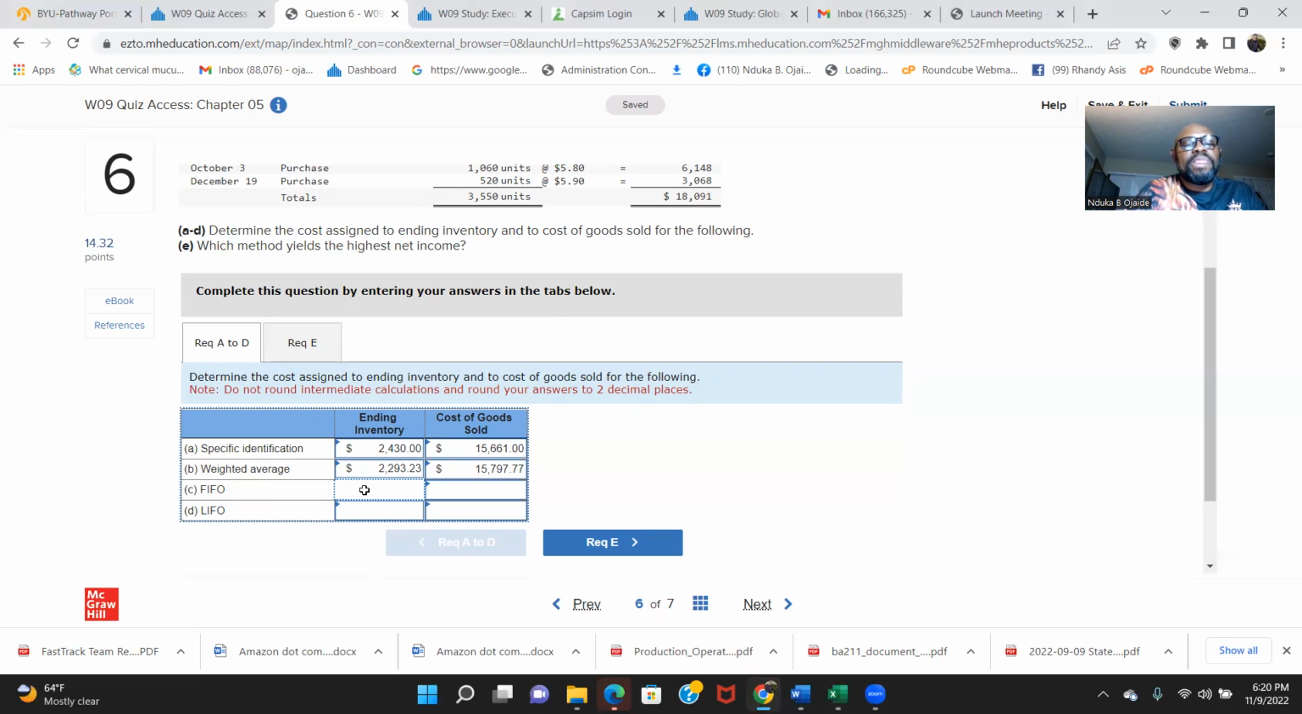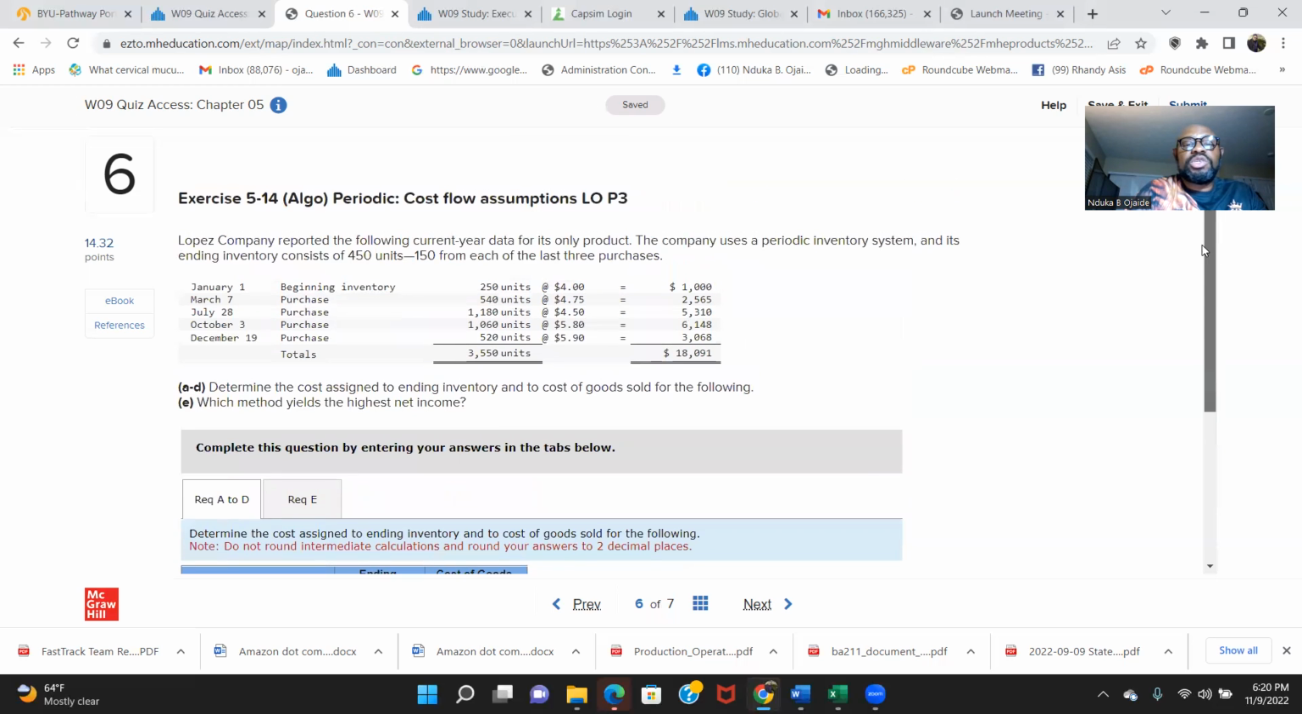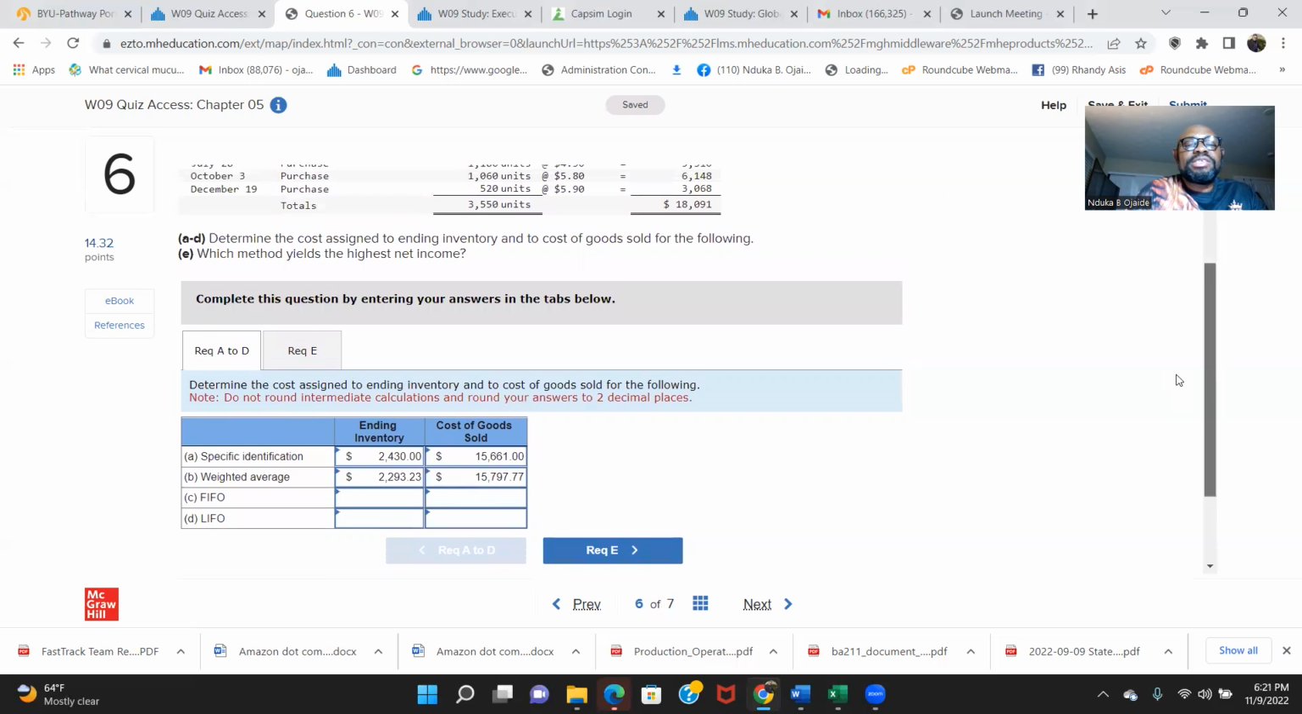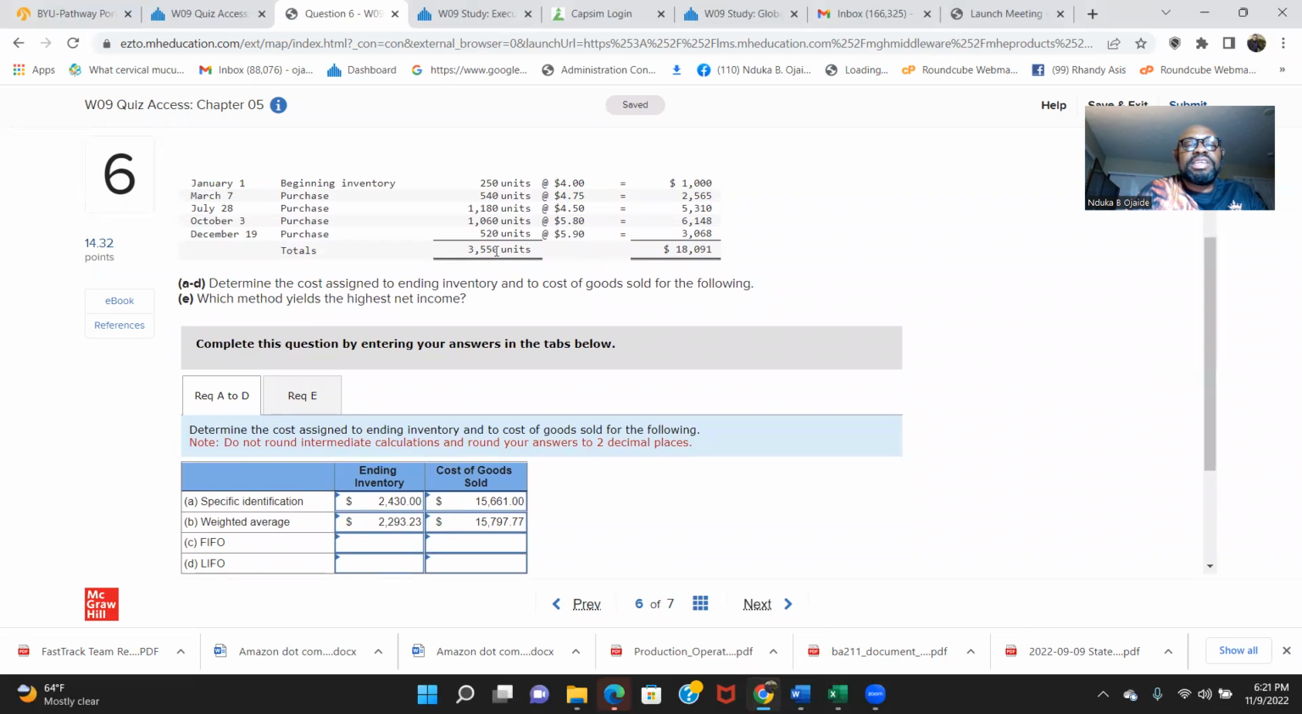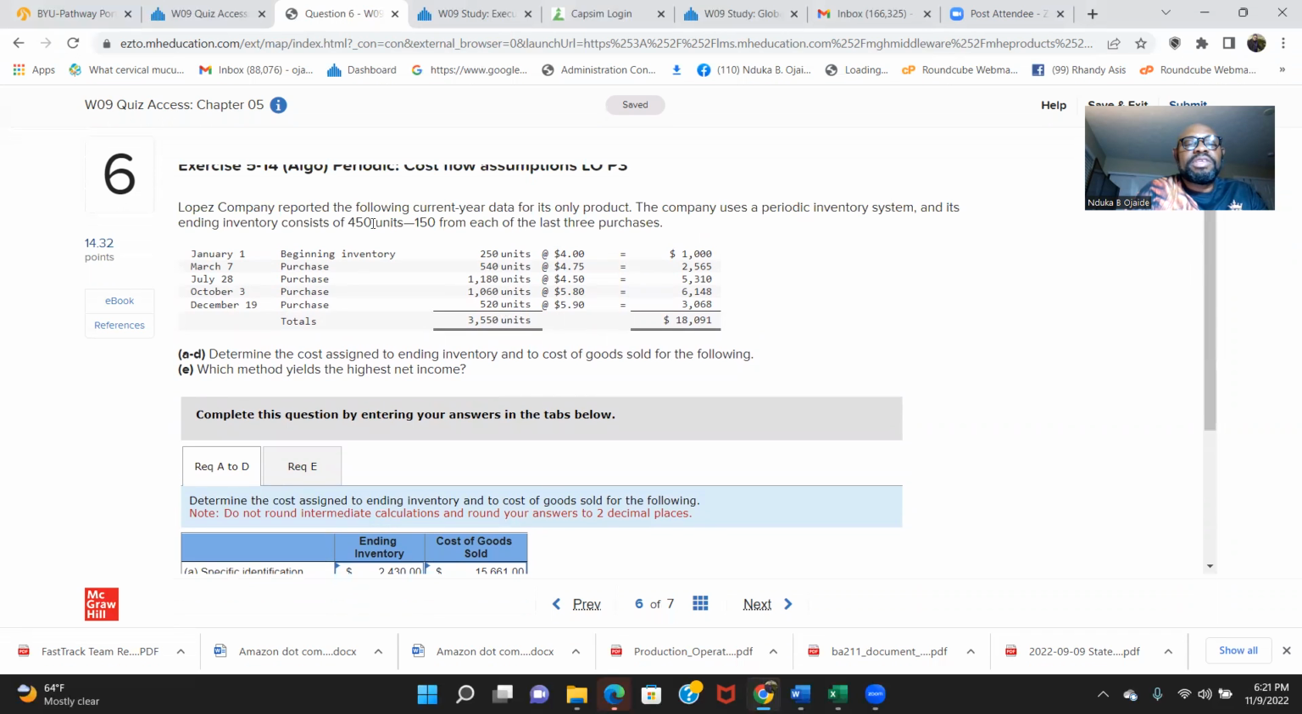Then for the FIFO, how to calculate the FIFO is relatively simple. It's not that difficult. What you're going to do is calculate the inventory starting from the top. Your calculation must be from the top. The total inventory is 3,550, so if you minus 450 from that, all it gives you is 3,100 units. So it's 3,100 units you want to work with.